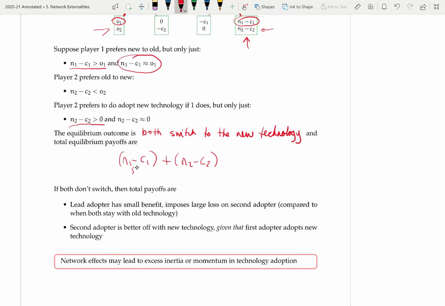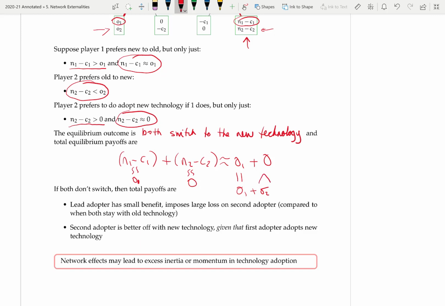So this quantity here is approximately 0.1. What about player 2? We assume that they prefer to adopt the new technology if the other player adopted the new technology. So N2 minus C2 is positive, but it's approximately equal to 0. And this also means they prefer the old technology to the new. Now let's look at the total payoffs. They are approximately 0.1 plus 0. Whereas if both the players stick with the old technology, then total payoffs are 0.1 plus 0.2. So in the equilibrium, the payoffs of player 1 are approximately the same as when they don't switch, but player 2 is getting a lower payoff than when they stick with the old technology.